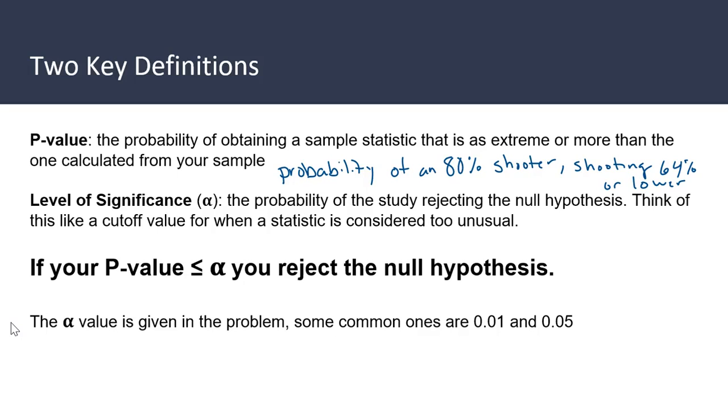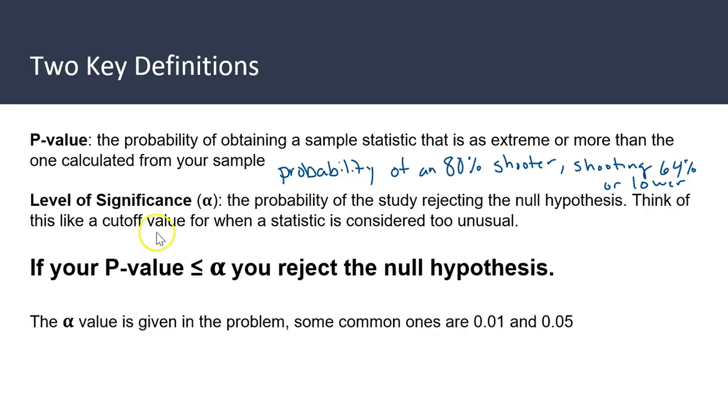We know if someone is an 80% shooter, they're not always going to shoot exactly 80%. They might shoot a little bit higher some days, a little bit lower some days. The 80% is an average. So the p-value is the probability that an 80% shooter shoots 64% or lower.